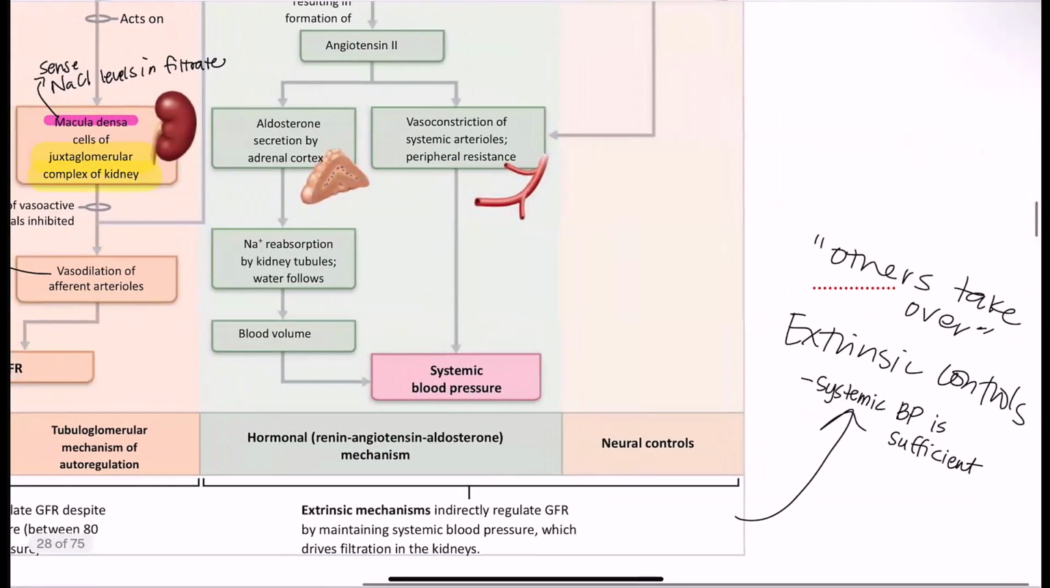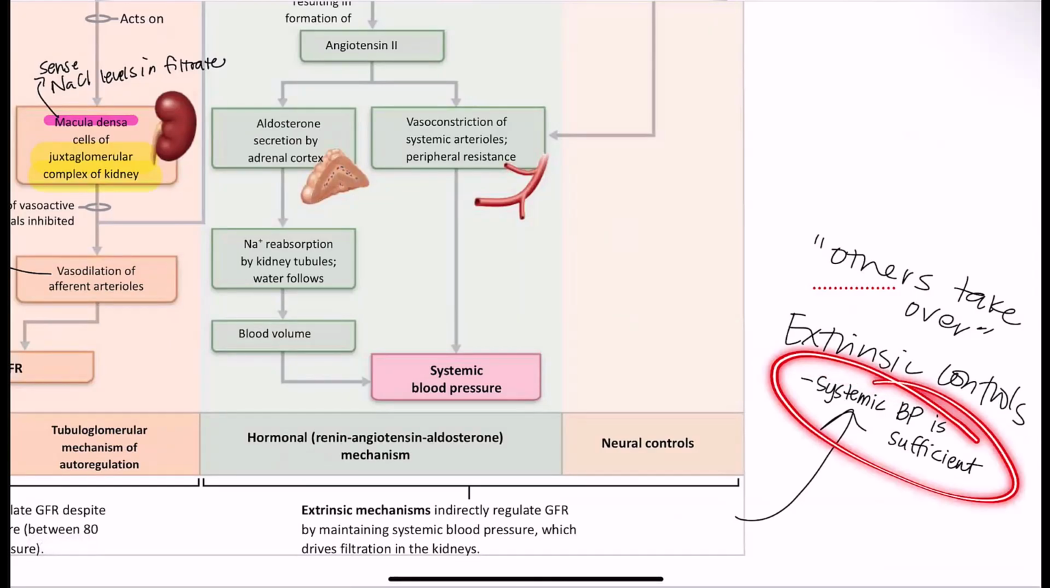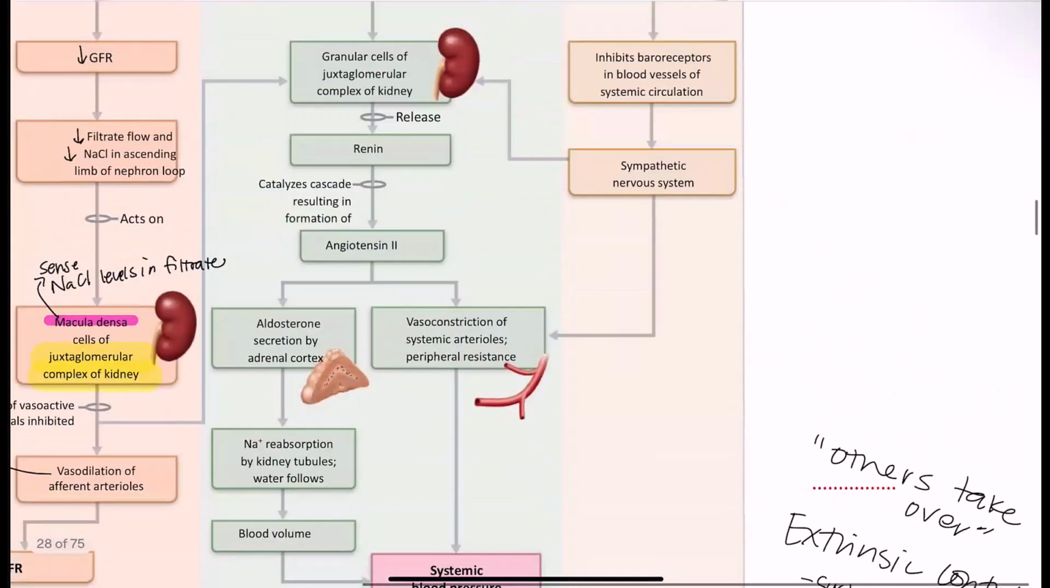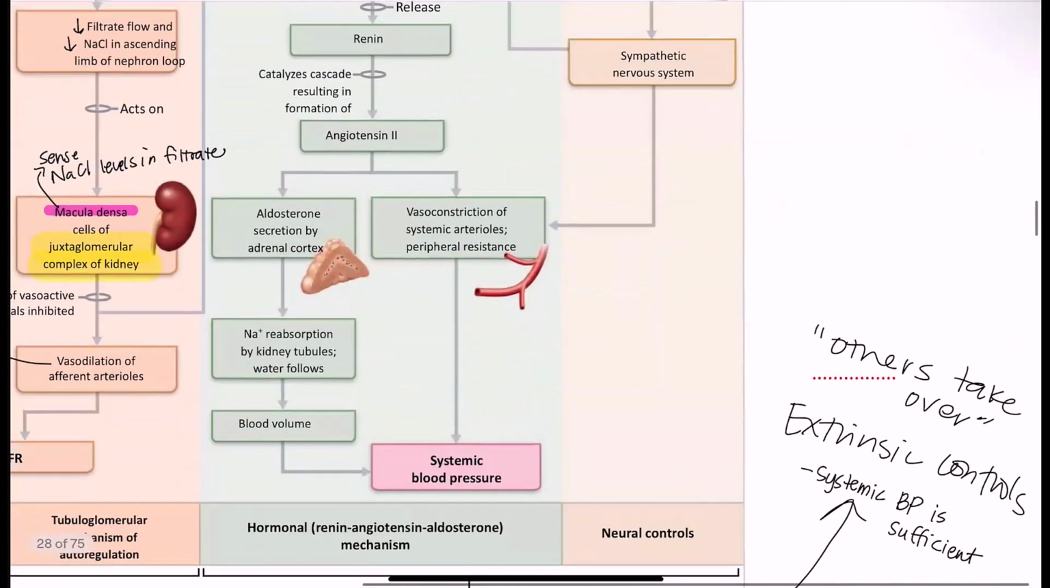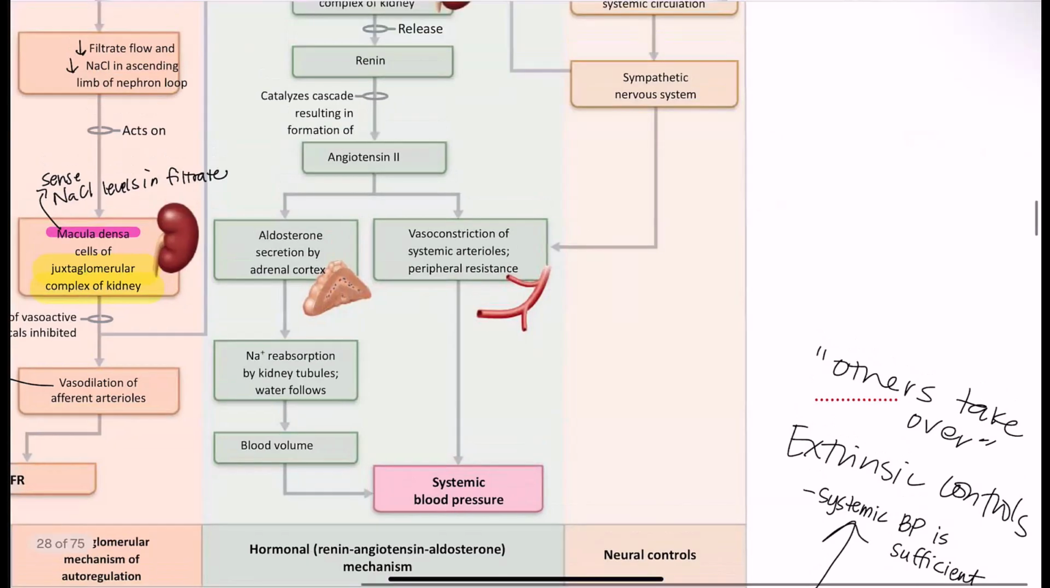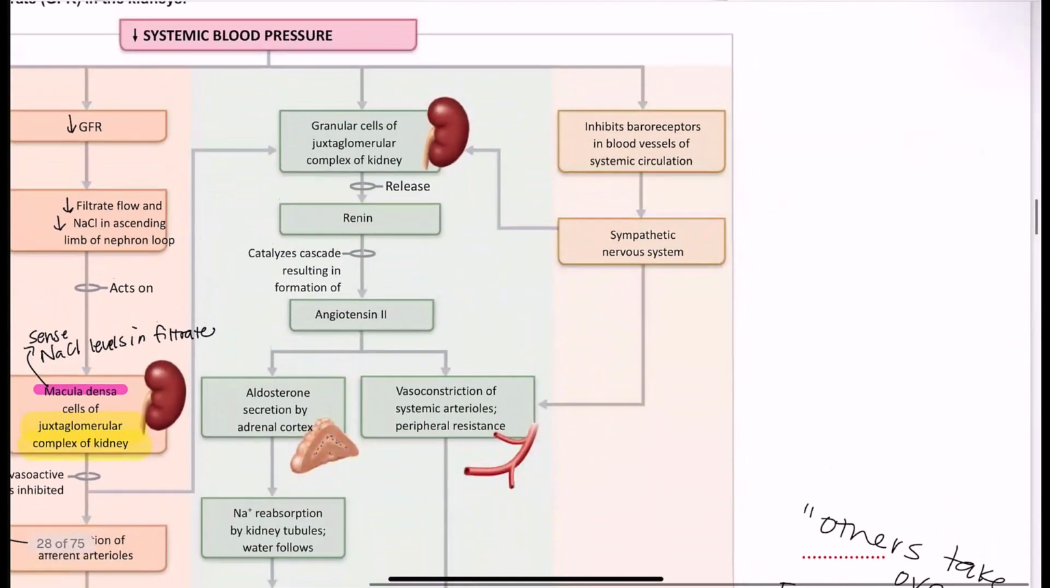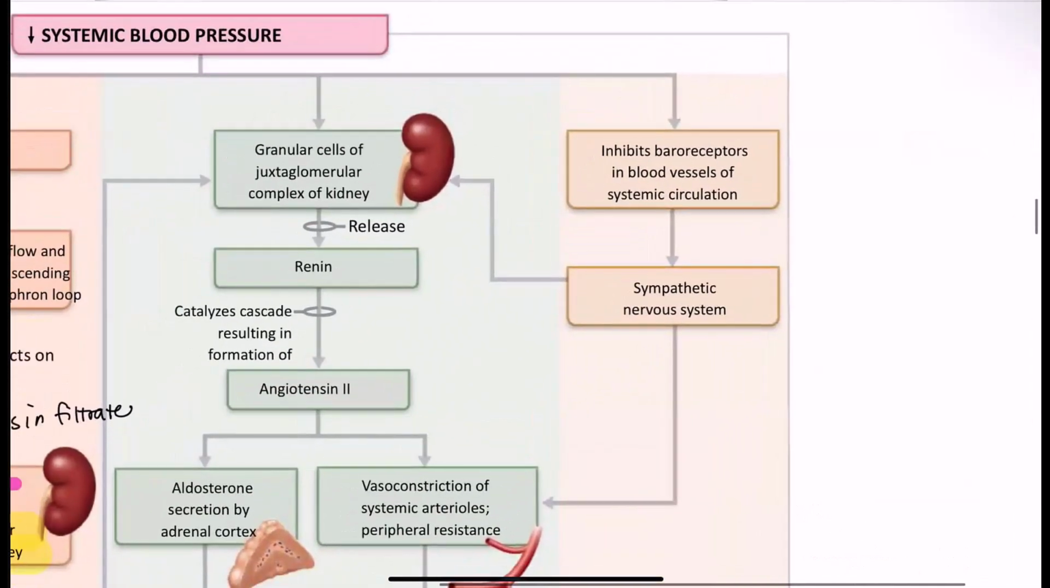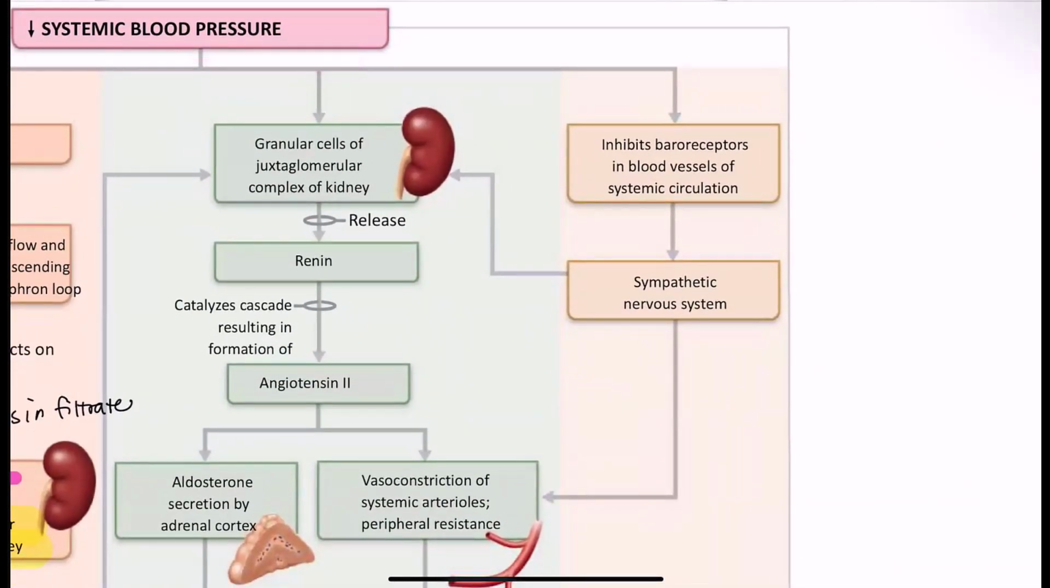The flip side of this, though, are the extrinsic controls. The goal is to make sure that systemic blood pressure is where it's supposed to be. There are two major mechanisms: a hormonal mechanism and a neural mechanism. I'll talk about the neural mechanism first because it's the sympathetic nervous system. So if systemic blood pressure falls, less blood pressure, that's the tan panel that we're looking at here.